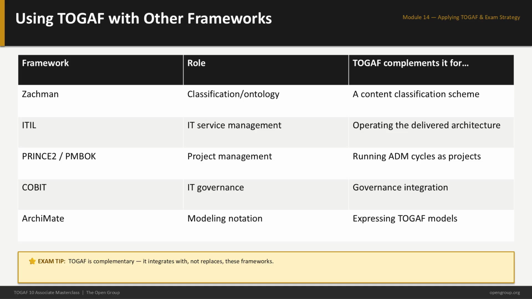TOGAF doesn't exist in isolation, it's designed to work alongside other frameworks, and the exam likes you to know this. Zachman provides a classification ontology, where TOGAF complements it with a content classification scheme. ITIL handles IT service management, operating the architecture once it's delivered. Prince2 and PMBOK handle project management, which is how you run each ADM cycle as a project. COBIT handles IT governance, integrating with TOGAF's governance. And ArchiMate provides a modeling notation for expressing TOGAF's models.